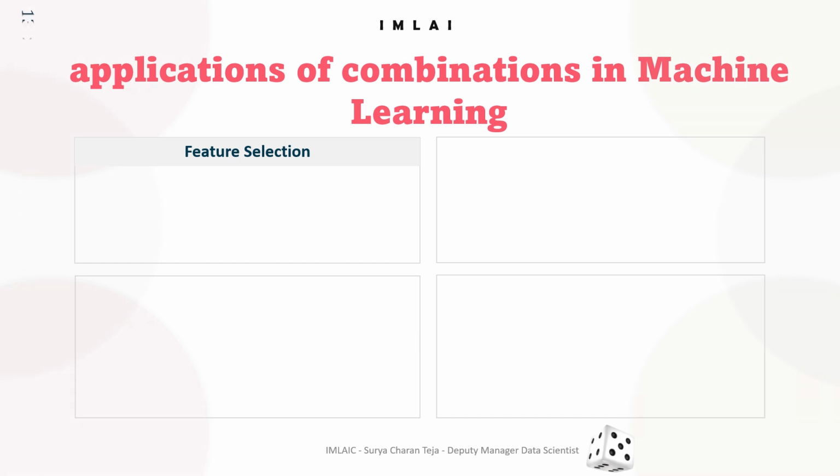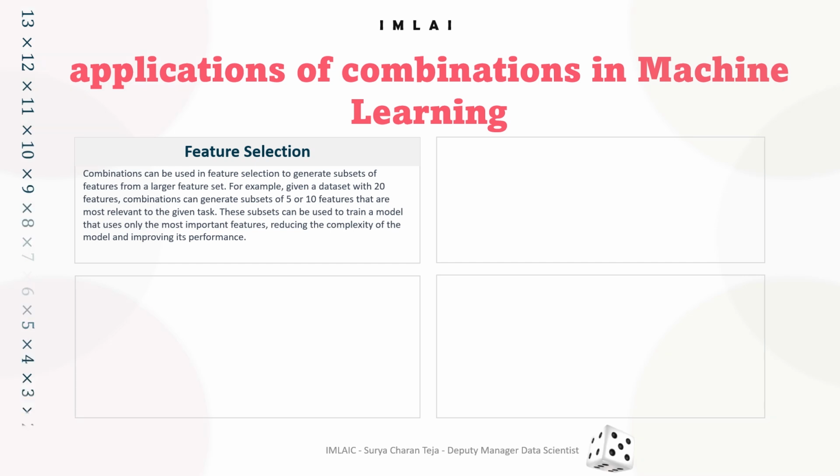If you take an example, combinations can be used in feature selection to generate subsets of features from a larger feature set. For example, given a data set with 20 features, combinations can generate subsets of 5 or 10 features that are most relevant to the given task. These subsets can be used to train a model that uses only the most important features, reducing the complexity of the model and improving its performance.